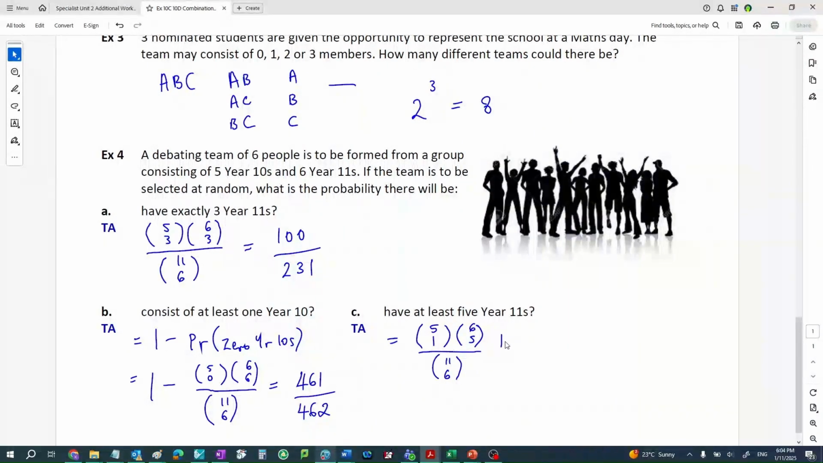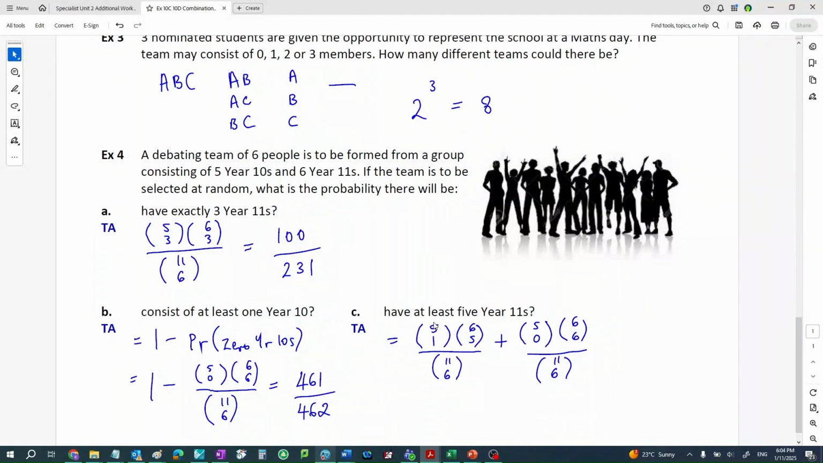And then additionally, I could have 6 year 11s. So out of the 5 year 10s, we don't choose any of them. Out of the year 11s, we choose all of them. And that's out of the total possibility, which is 11 choose 6. This is very similar to what we did before. In fact, this is going to be 1 over 462. So we're just going to figure out this one.